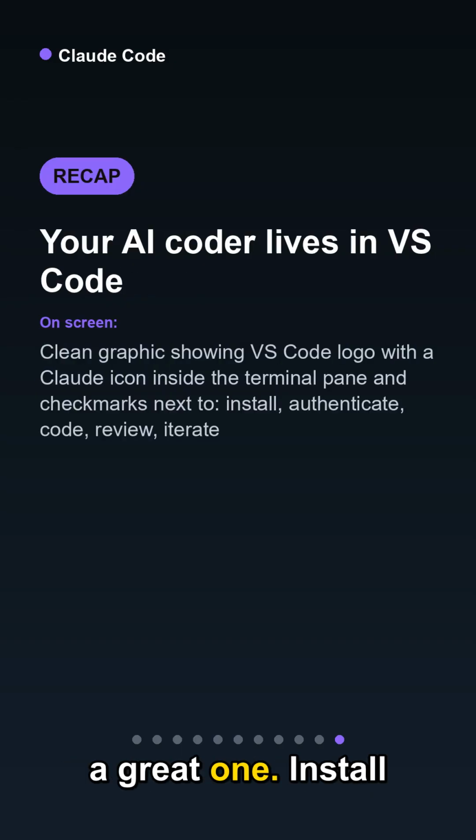Install Claude Code, authenticate once, point it at your project, and you have an AI pair programmer that reads your real files and edits them in place, right inside VS Code. Always review the diff before approving, and use follow-up prompts to iterate fast. Pick one real task in your codebase this week and run it through Claude Code. You will not go back to the old way.